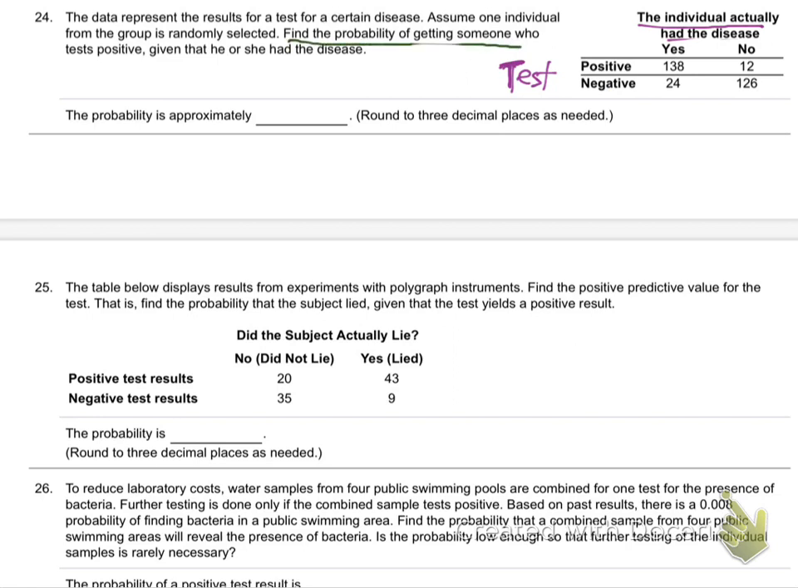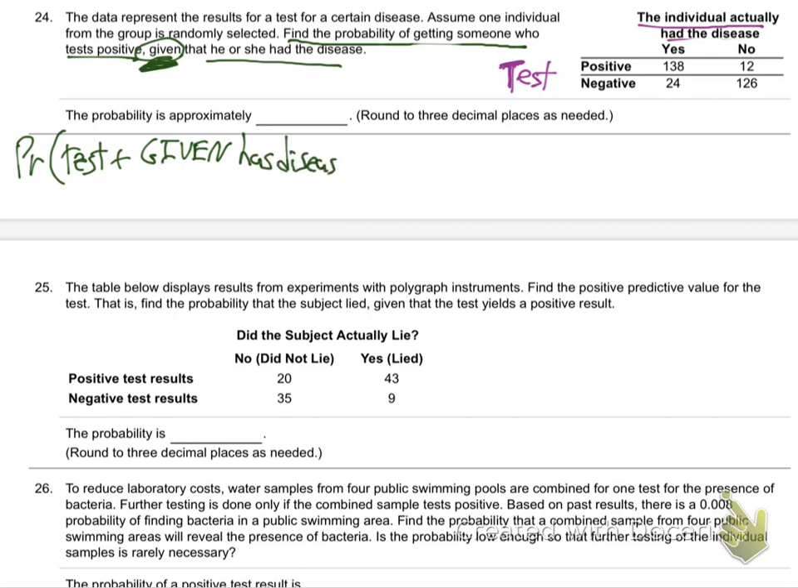Find the probability of getting someone who tests positive, given, that's always a very important word, that he or she had the disease. So what do you do with given? So probability of test positive given has the disease. So what's the chance somebody that really has the disease, we're given that they have the disease, they've got it, what's the chance that the test is going to come back positive saying that yes, indeed, they do have the disease?